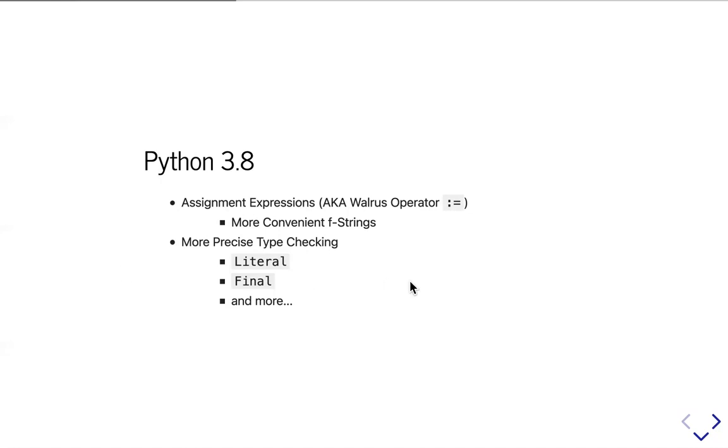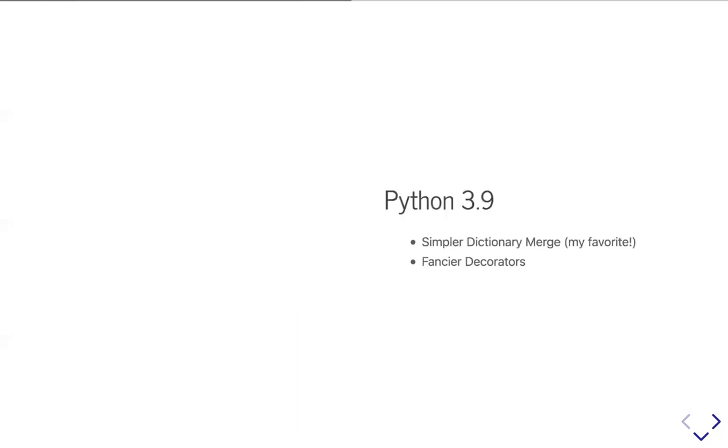So now we're on to Python 3.8. These were some of the new features that I'll talk about, which is assignment expressions, the so-called Walrus Operator. It looks like a walrus. That also leads to more convenient f-strings. And then, again, about type checking, there are ways to be more precise about type checking. There's Literal and Final keywords or classes and a few more.